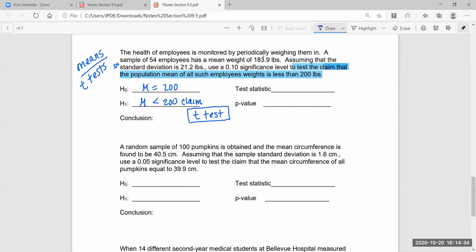So let's think of what we have. We know that our sample size is 54. We know that the mean weight from our sample is 183.9, and we know our sample standard deviation is 21.2, and our alpha is 0.10, not 0.01. It's the bottom 10%.